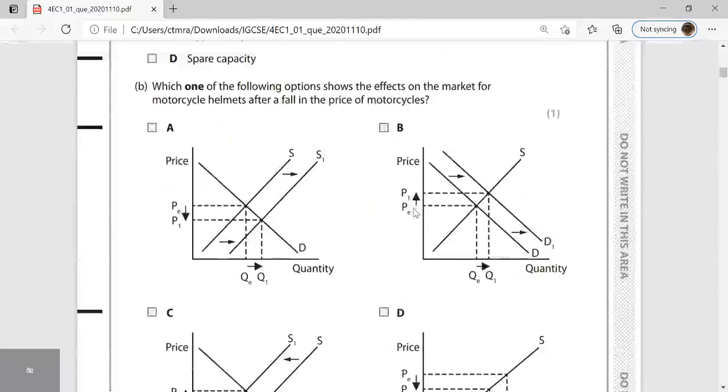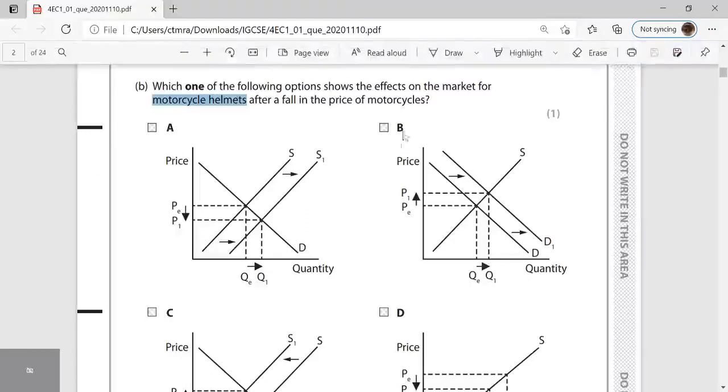Which one of the following options shows the effects on the market for motorcycle helmets after a fall in the price of motorcycles? If there is a fall in the price of motorcycles, then a motorcycle helmet is a complementary good. So what will happen? This is a demand factor. Demand for motorcycle helmets will rise. So which one? Yes, B is the answer.